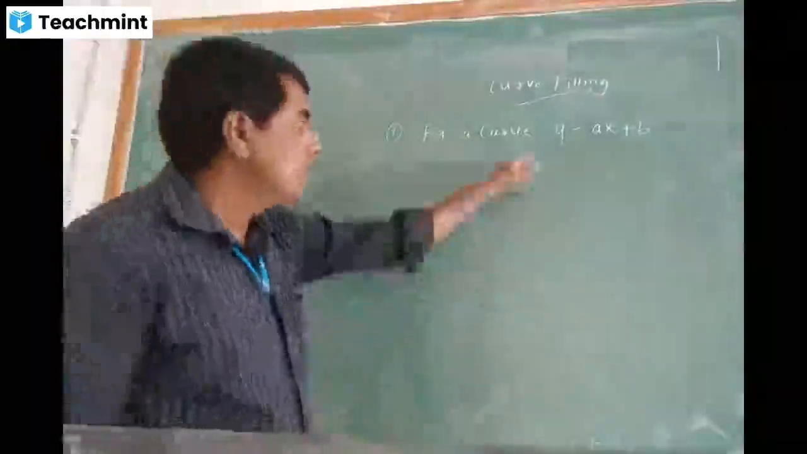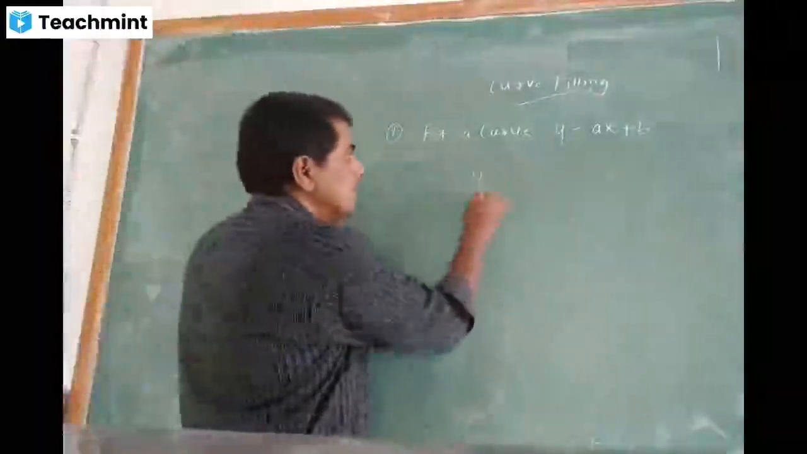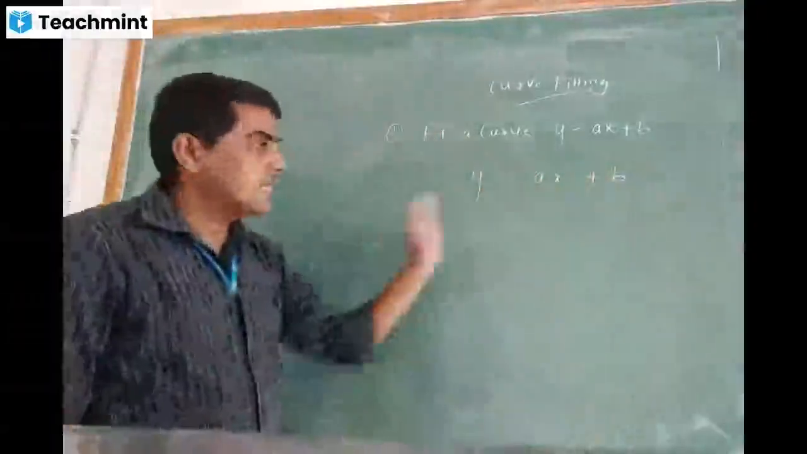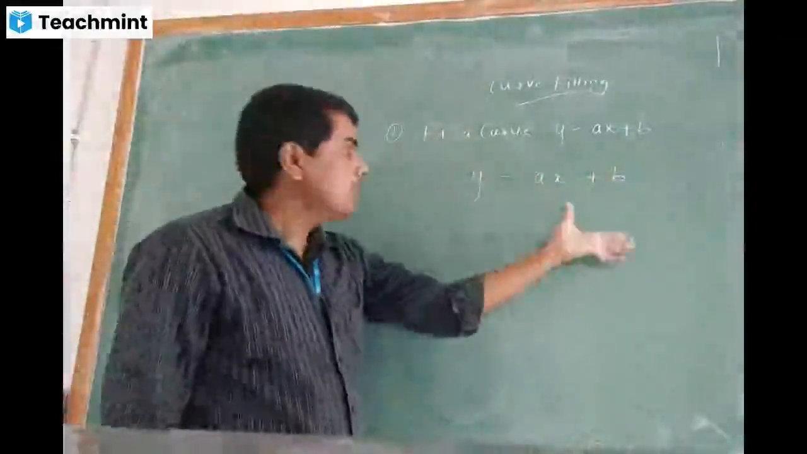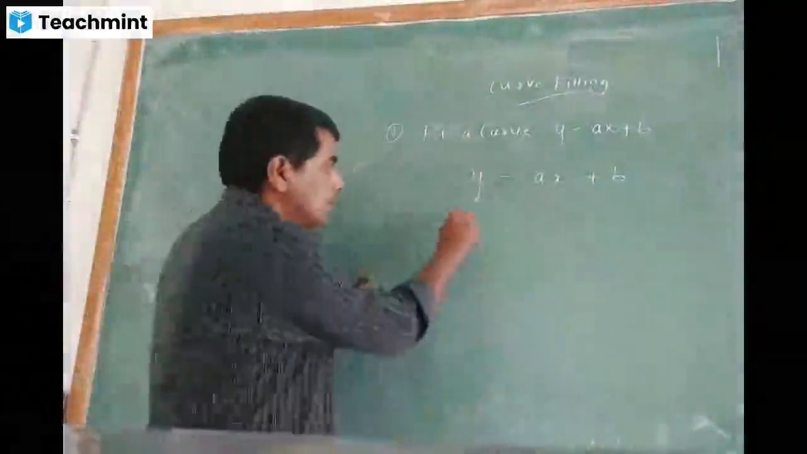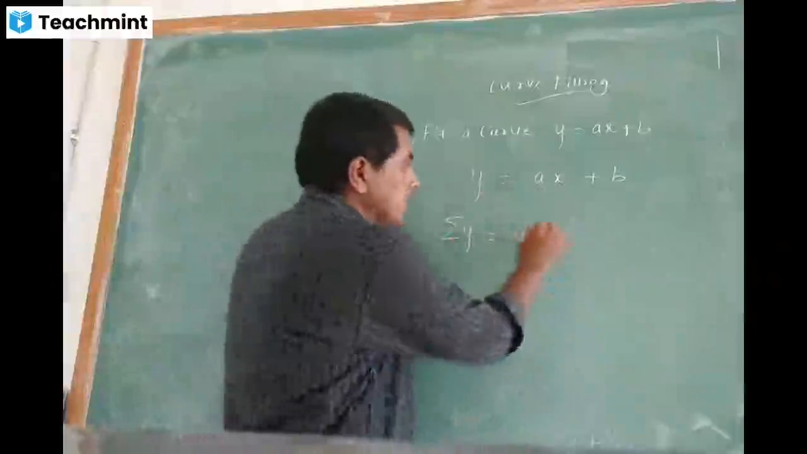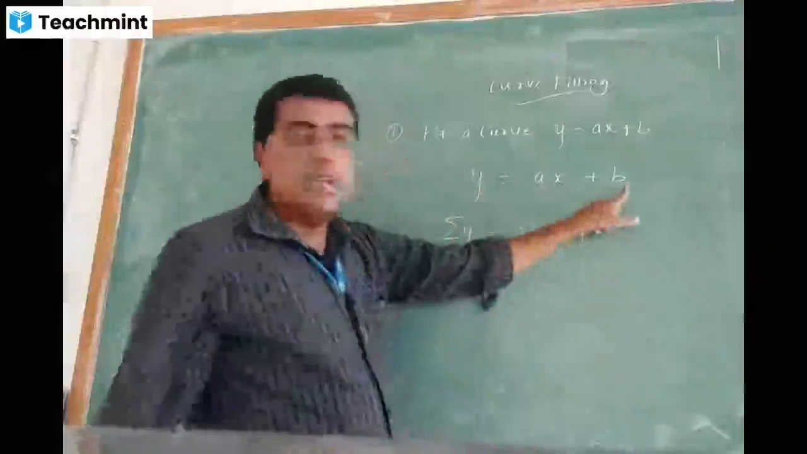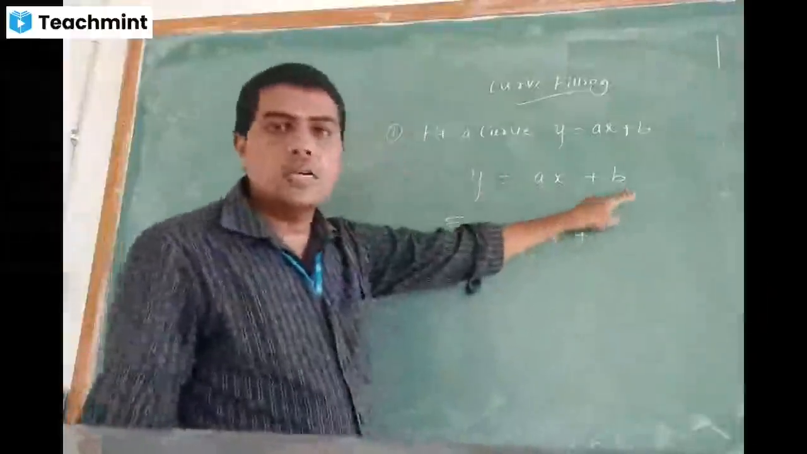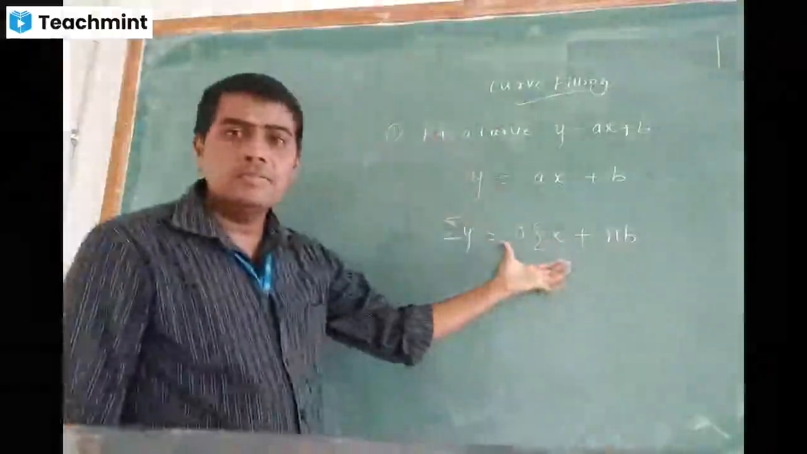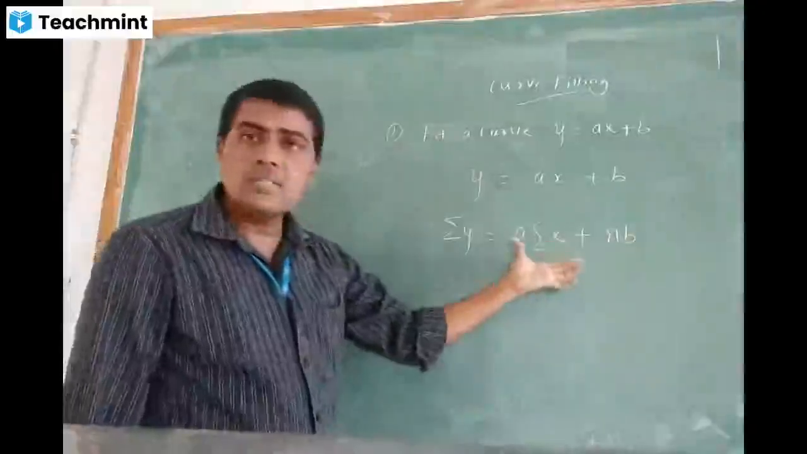Here we are having y equal to a x plus b. First take summation on both sides. So this term will become sigma y. Here a is the summation x, plus summation b, that is constant, so it will become n times b. So this is your first normal equation now.